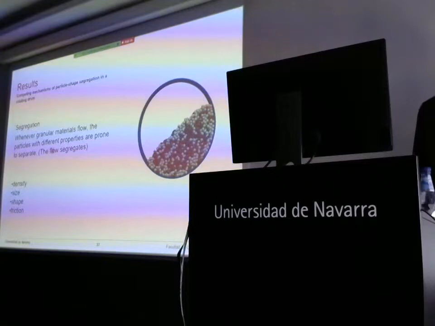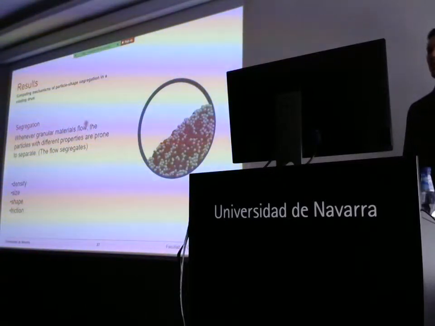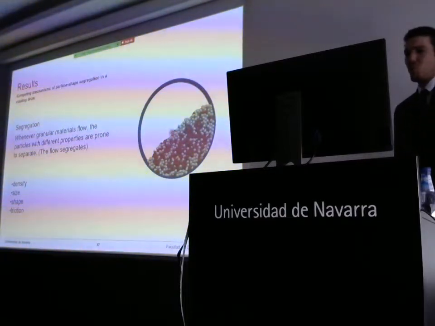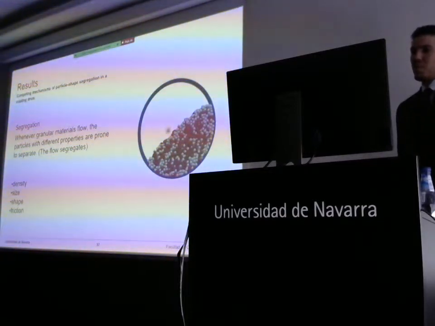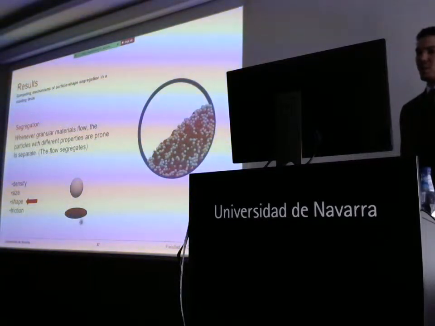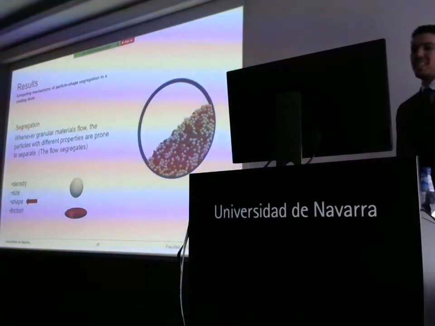Segregation takes place whenever a granular material flows, so particles with different properties, namely density, size, shape, or friction, are prone to separate. That means that the flow segregates. In our setup, we have a rotating drum with a granular material inside that is composed of different particles. We have spherical particles and non-spherical particles. We will analyze in this investigation only shape segregation, because we will keep the volume and the density of the particles the same.